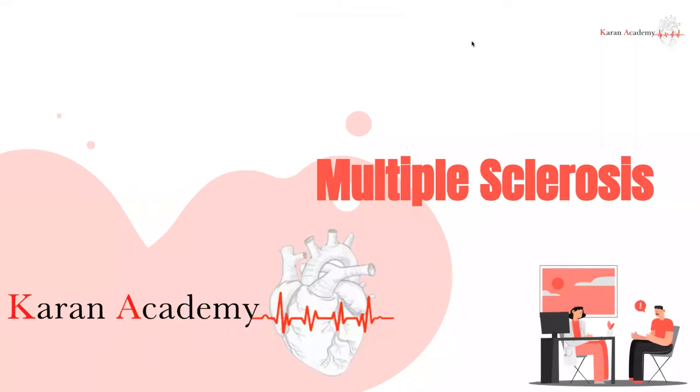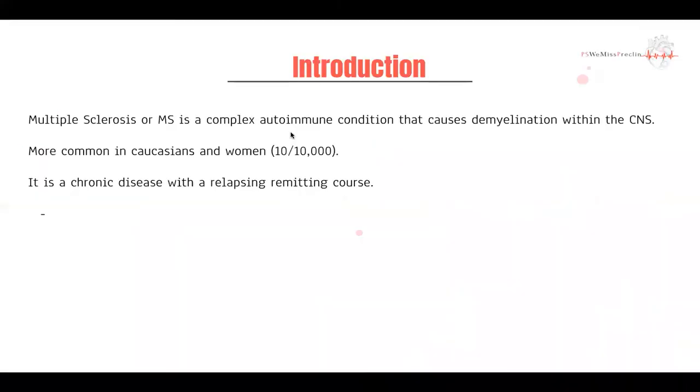My name is Karan, and today we're going to be talking about multiple sclerosis. So multiple sclerosis, or MS, is a complex autoimmune condition. And as the name suggests, it's autoimmune. So what is it attacking exactly? It causes demyelination within the CNS. Now, we'll talk about the specifics of what's going on.